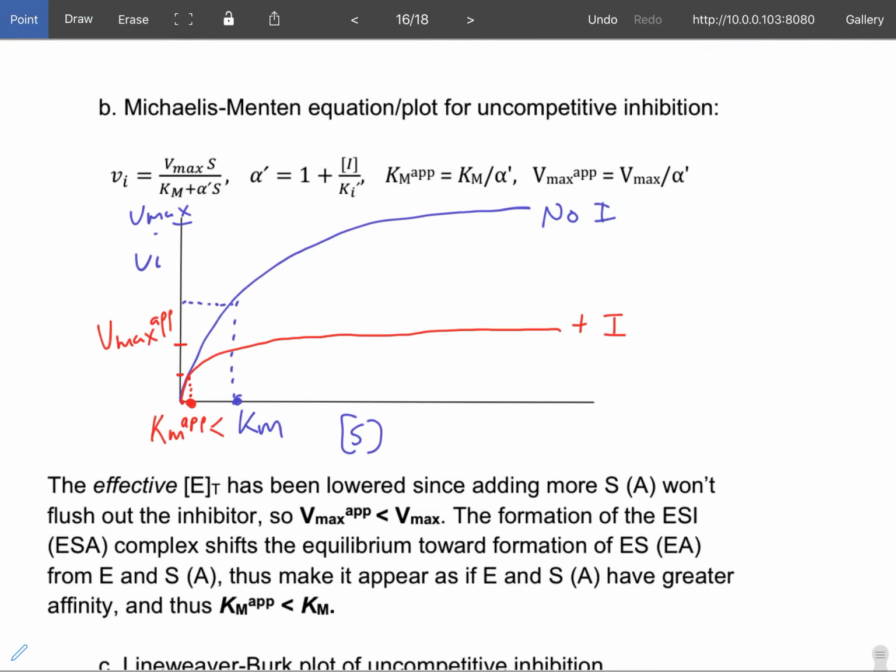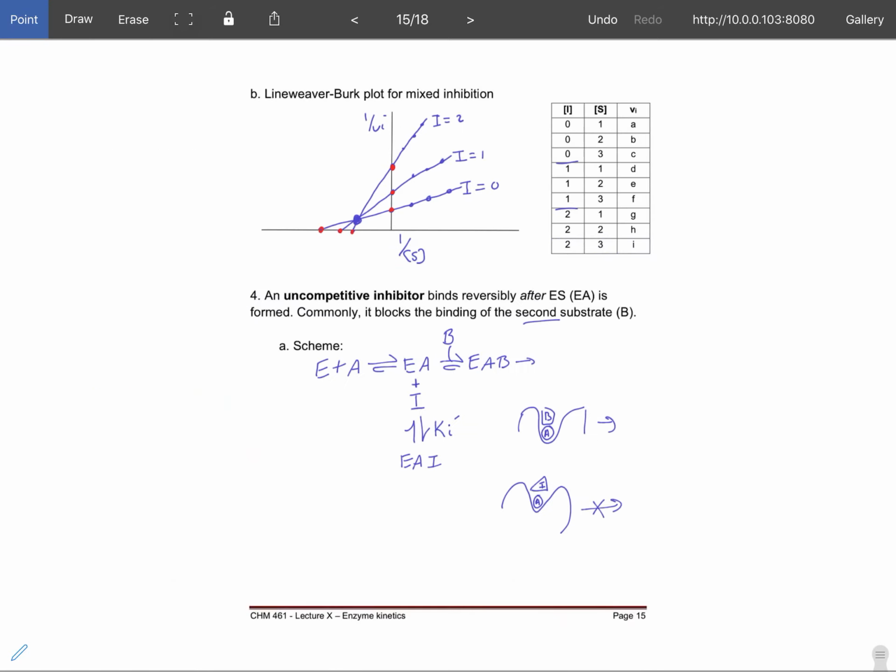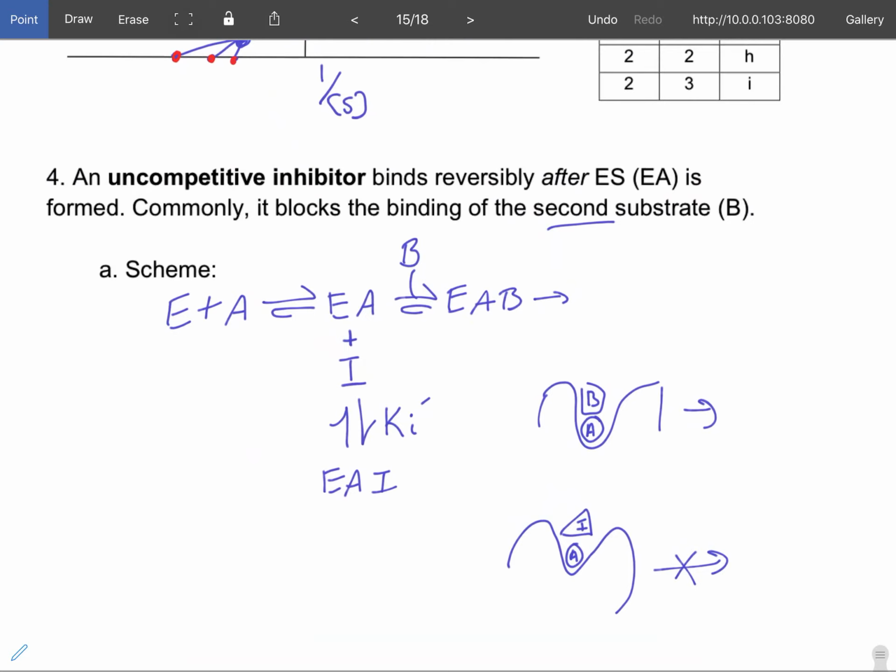That's interesting. So why is that? First of all, the effective enzyme concentration has been lowered, as we've seen, because adding more substrate, or A, won't flush out the inhibitor. So if we look back at this situation here, a competitive inhibitor, normally we'd be able to add substrate and we would then diminish the effect of the inhibitor, but adding more A is not going to have that effect. In fact, adding more A is going to make more of the enzyme A complex and give more of the species that the inhibitor can bind to. So it's definitely no competitive aspect to this.